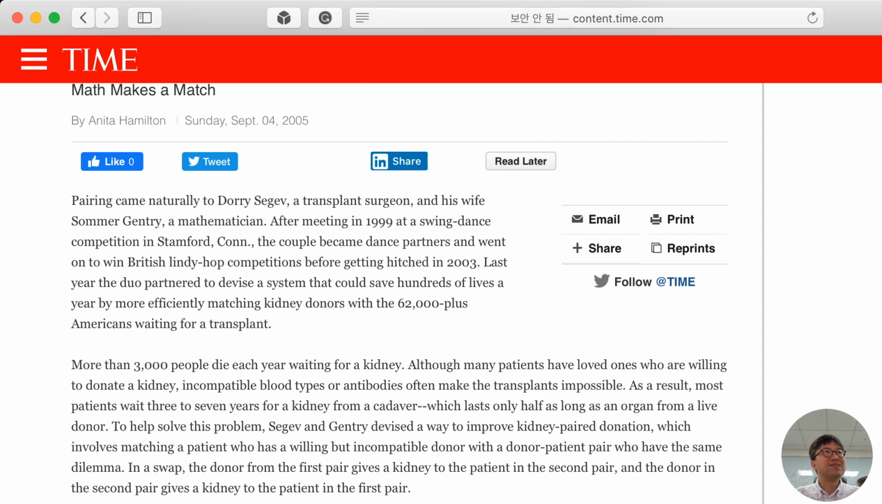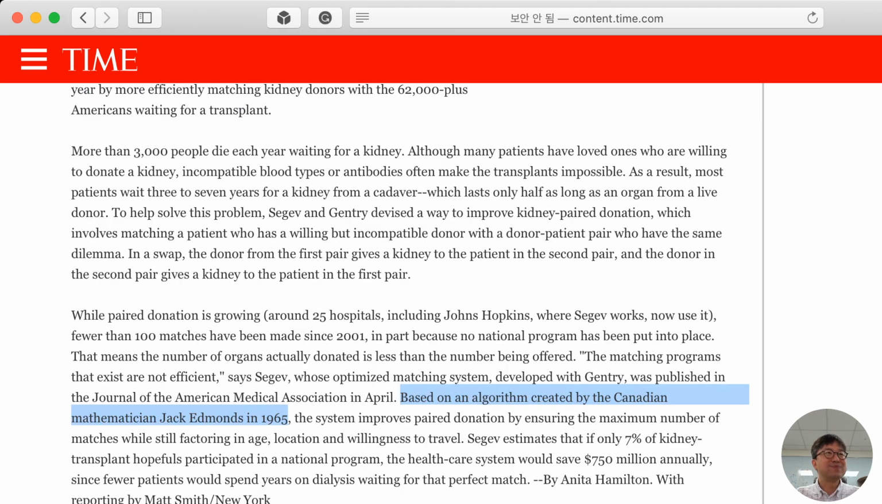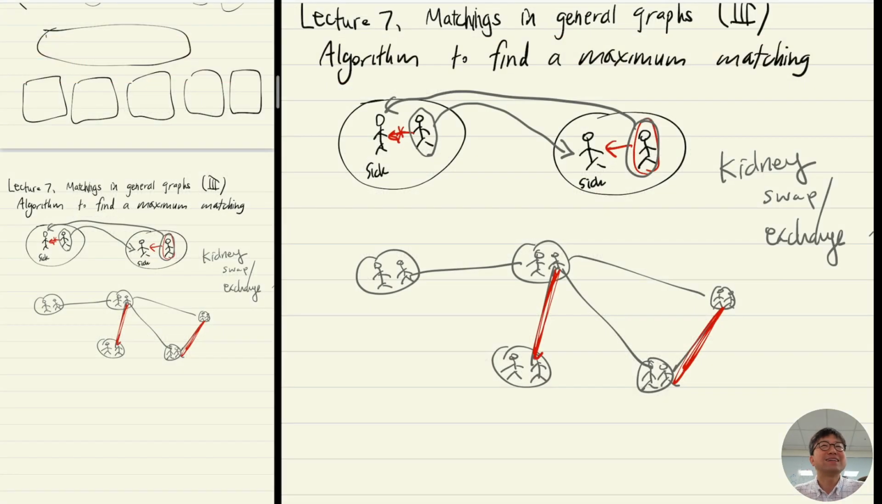So it's good to learn this thing, right? So in this magazine, it says that based on the algorithm created by the Canadian mathematician Jack Edmonds in 1965, in 2004 they were able to use that to efficiently pair the couples to maximize the number of surgeries, the number of kidney exchanges, which will save more people. So now you can say that graph theory saves lives. Okay, so let's go back to the lecture.